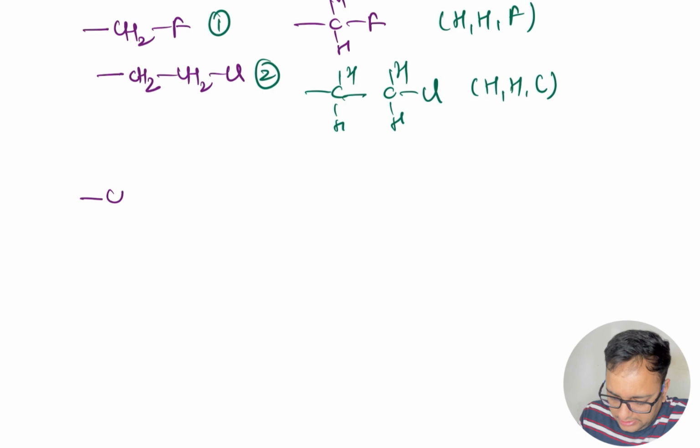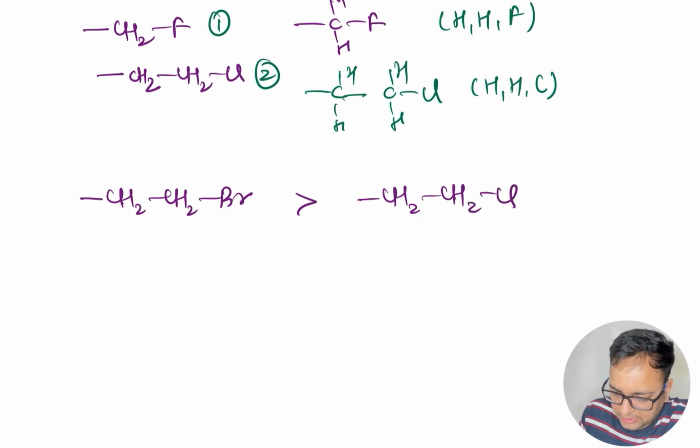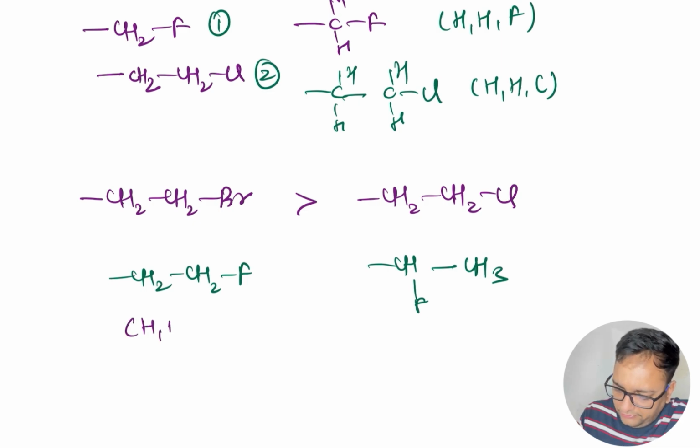Now let's look at one more example. We have CH2 and CH2Br. And we have CH2 and Cl. Obviously CH2Br has more priority. And we have CH2F. Now we have CH2F and CHF and CH3. So now which has more priority?